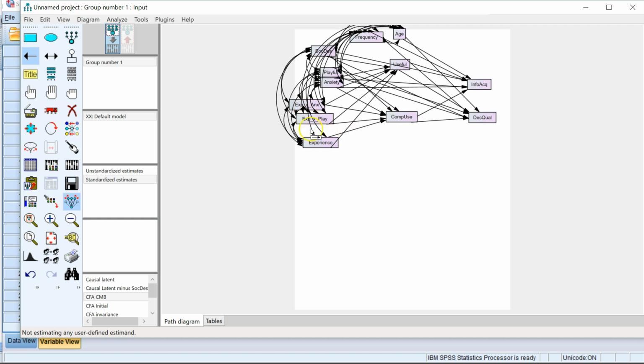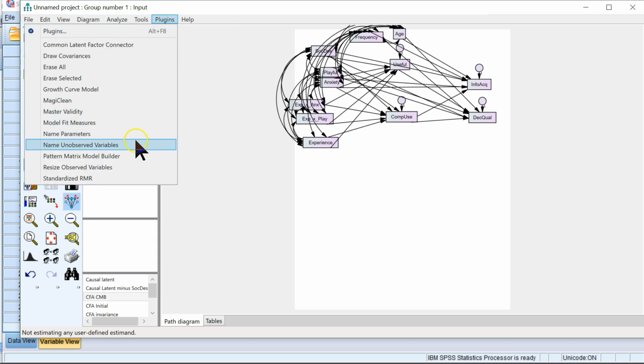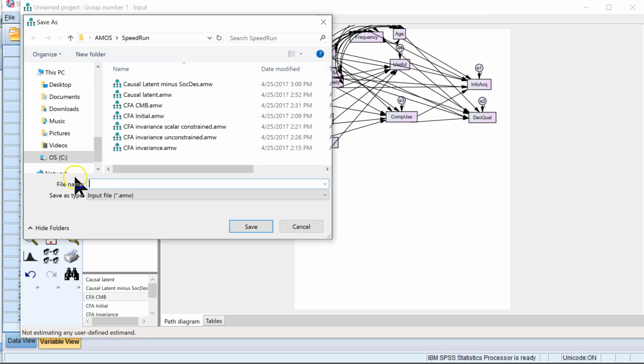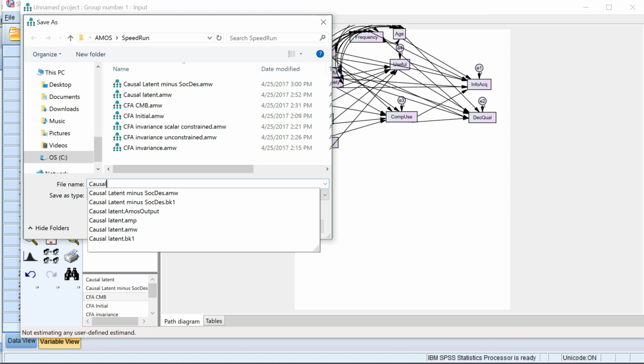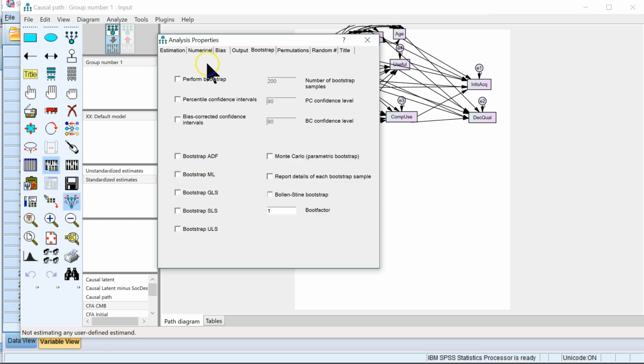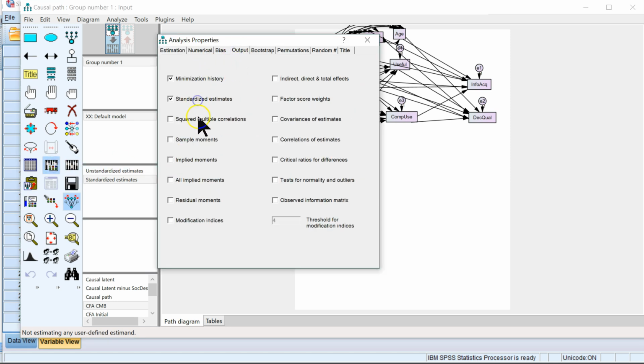So I didn't connect these to information acquisition and decision quality because I didn't need to. Of course, if I want to assess model fit, which I should, I'll need to check to see if that's okay. Plugins, name unobserved variables. Save as causal path, and let's look at output: standardized estimates, squared multiple correlations. I should have included those in my last hypothesis tests as well.